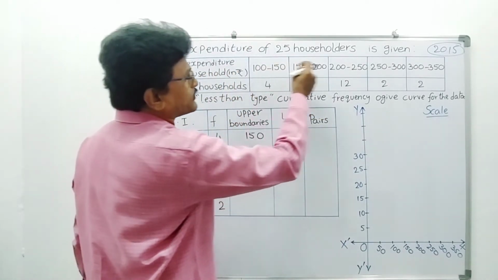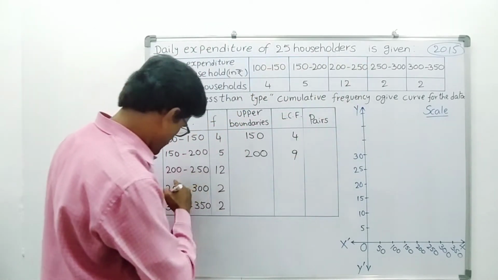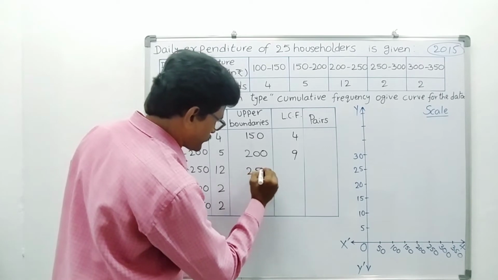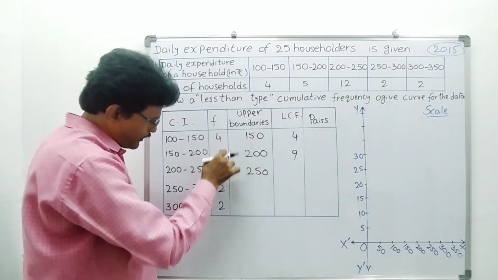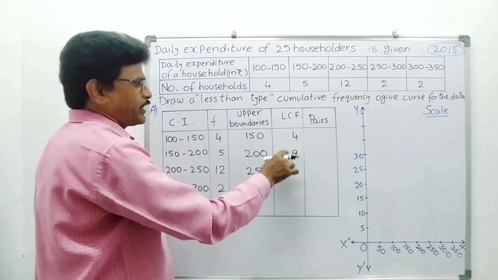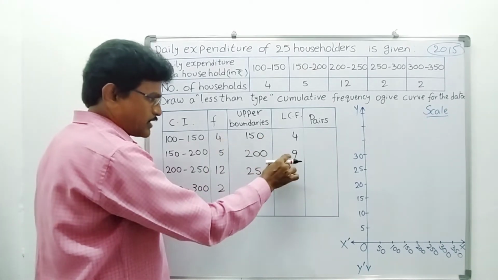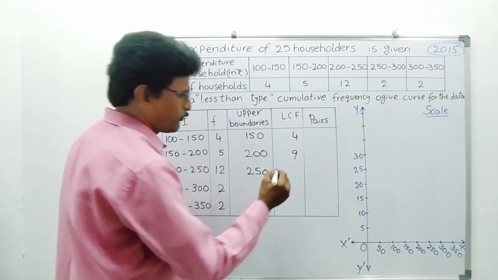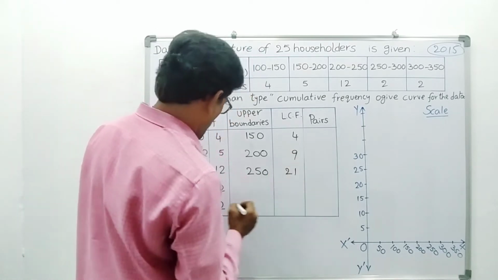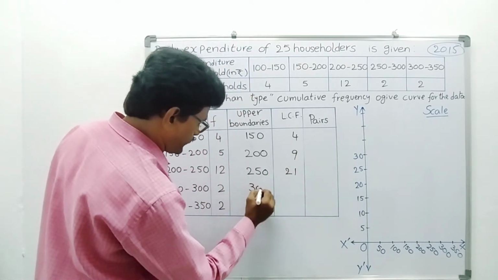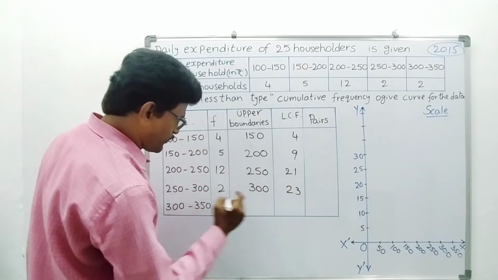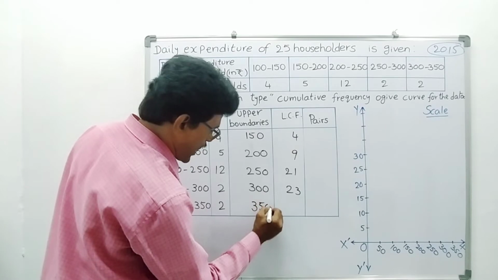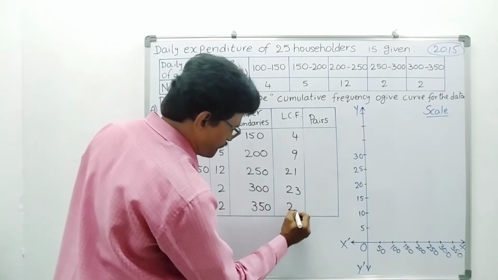Okay, you see here next one 250, right? Here upper bound is 250 and less than 250 means you have to add 3 values. Already we added 2. 4 plus 5 is 9. 9 plus 12, 21. Now next 300 upper boundary. 21 plus 2 it is 23. Next 350 is upper boundary and 23 plus 2 it is 25.